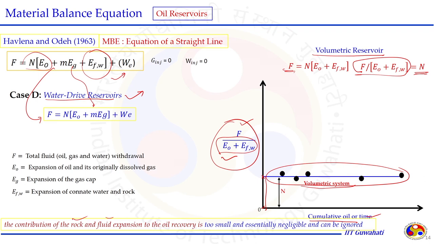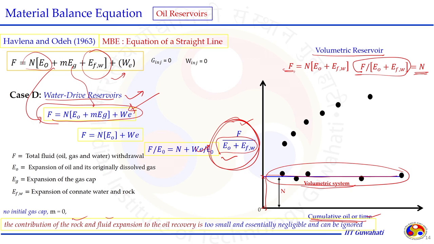So for the water drive reservoir, we get a very simplified form here, that now includes the WE term. This WE term includes how much water is getting into the system, and that is unknown. We don't know exactly how much water is getting into the reservoir, but by adjusting this linear equation, we can get the value of WE by plotting one set of parameters with respect to another set of parameters. So for example, just to understand whether any deviation is happening from the volumetric system to the water drive system, we plot this set of parameters with respect to time or the cumulative oil production. If it gives us a straight line or horizontal line, this is the volumetric system.